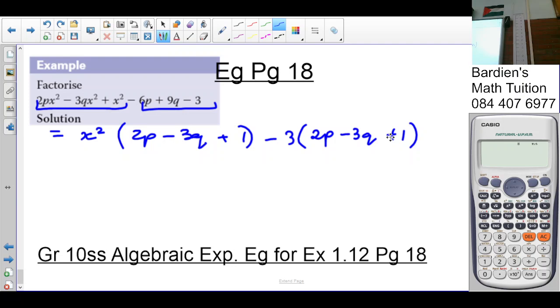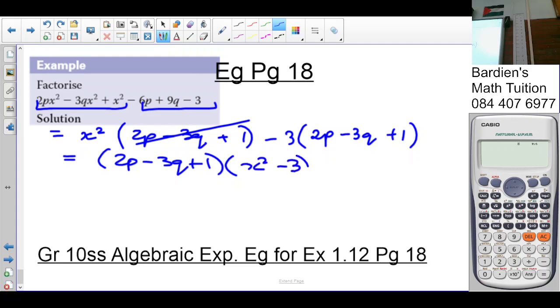Yes, sir. So what do we notice? What is common now? Brackets. Brackets. 2p minus 3q plus 1. I take that out. I'm left with x squared minus 3. Okay, is there anything else? No. Alright. Any issues? You guys understand?